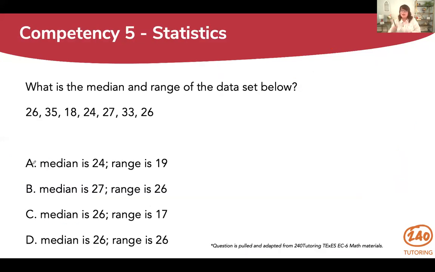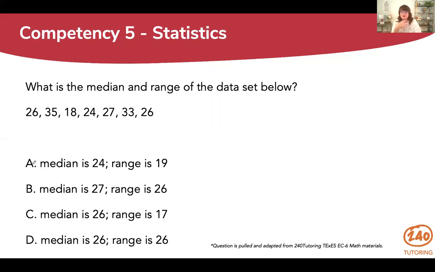Now, in the preparation manual, there were only 4 questions for this competency. There were 3 for competency 4 and only 1 for competency 5. So I wanted to give you at least one more practice question for competency 5. We're running out of time, so I'm going to move through this really quickly, okay? So here's one about mean, median, mode, and range.